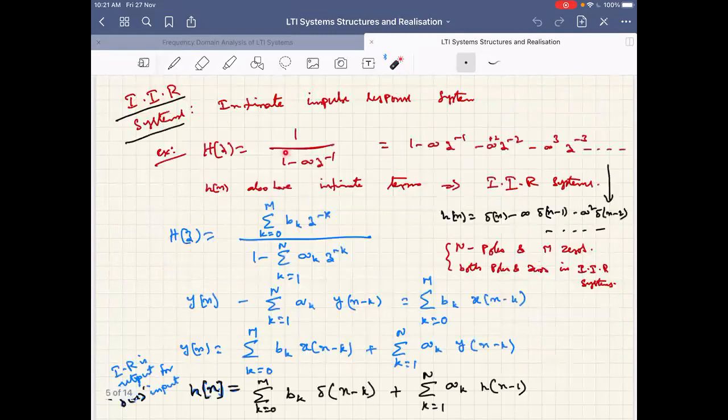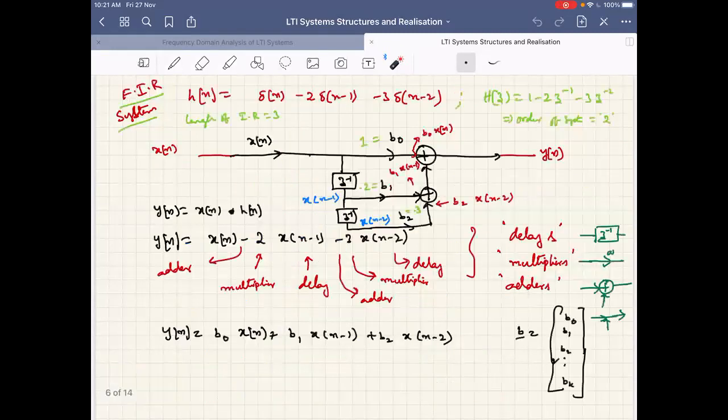Before that, we also discussed an example of an IIR system. For ease of understanding, this is the simplest IIR system, where you have infinite terms even with a single denominator term. Because when you express this in terms of the polynomial, it goes to infinity. And you can see a general system impulse response like this and so on.